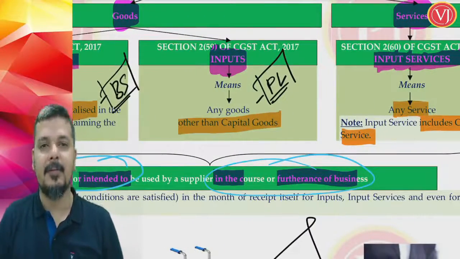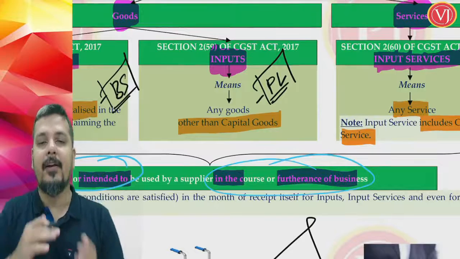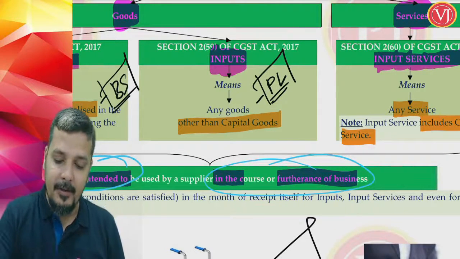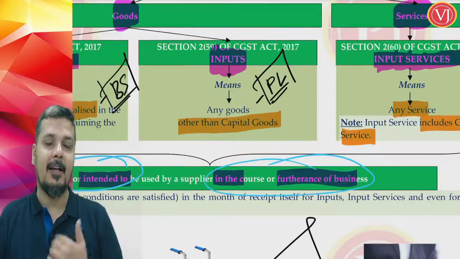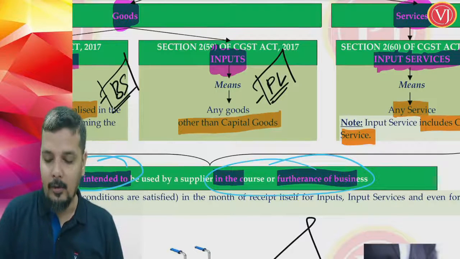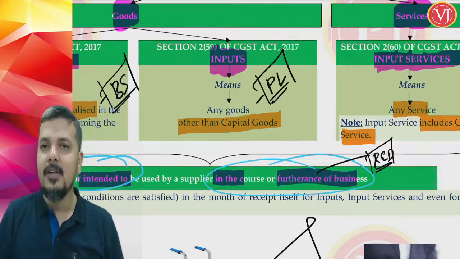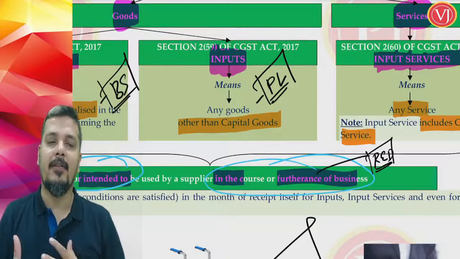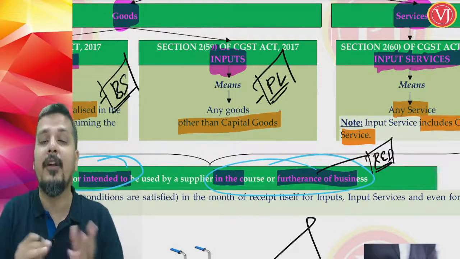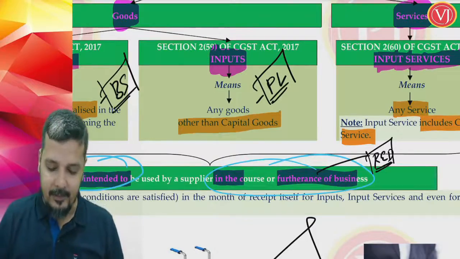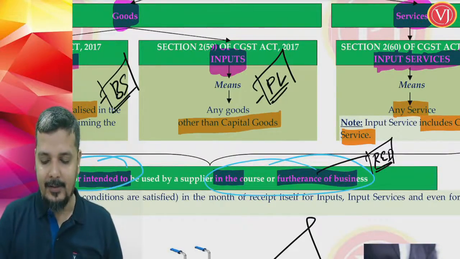In course or furtherance of business means in the normal course of business while running the business, or in furtherance of business, which means it may not be immediately connected to business. It may be helping to grow your business. Say, for example, certain R&D expenses, research and development expenses. Now it may not be giving you any business, but in future it may give you business, right? So this you need to understand.